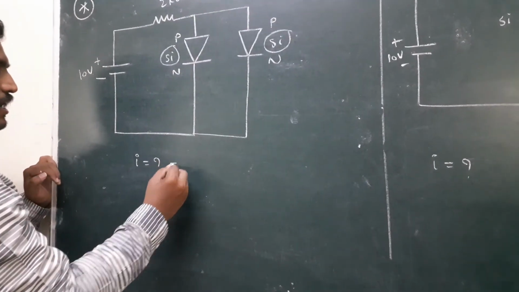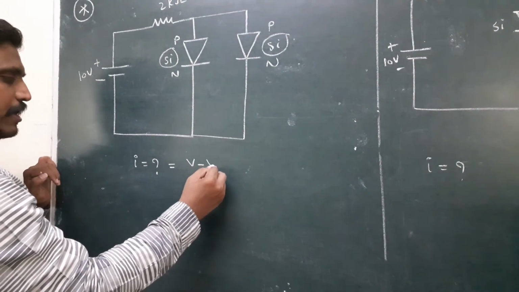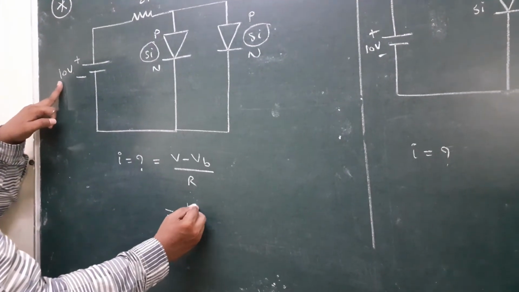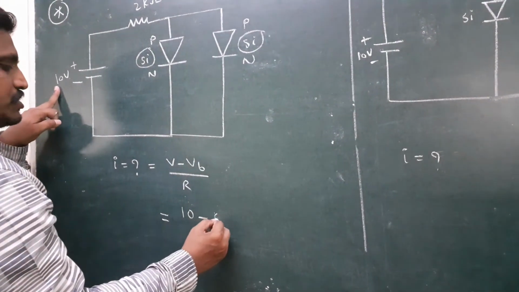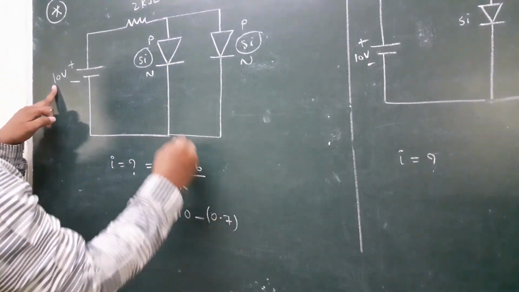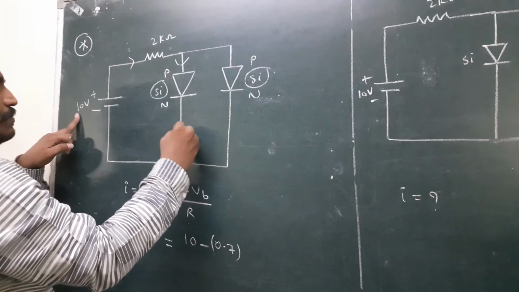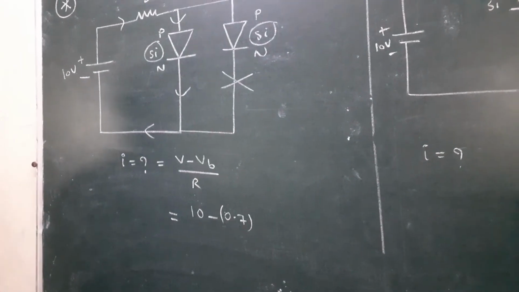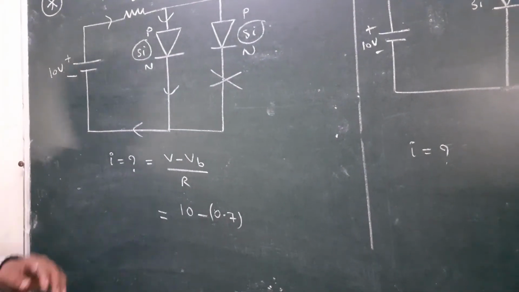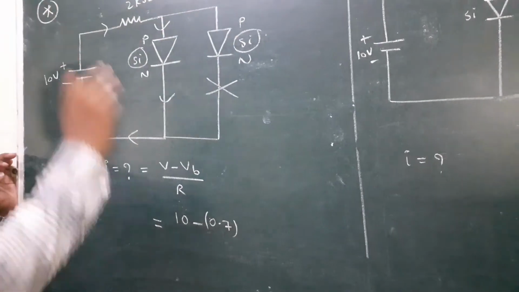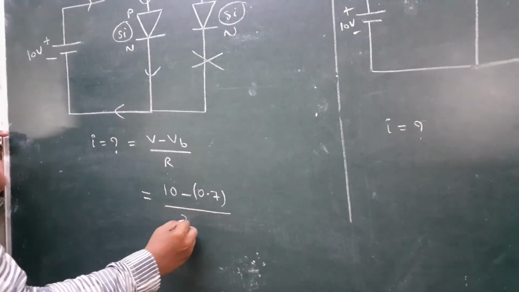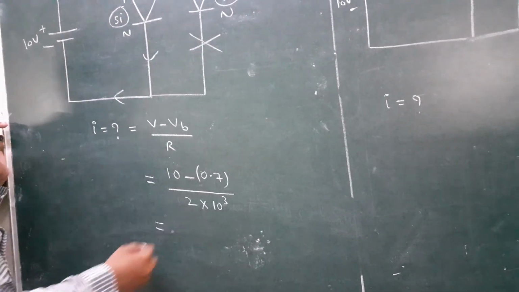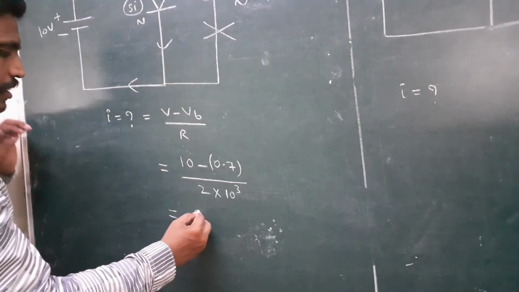So that's why I write the current formula in forward bias, V minus VB by R. What is the applied voltage given? 10 volts. For silicon, what is the potential barrier? 0.7. Here, what is the shortest path? This is the shortest path. This cannot be considered because both oppositions are the same. Current flows in the shortest path. This silicon diode cannot be considered. The total resistance is 2 kilo ohms, 2 into 10 power 3. 10 minus 0.7 is 9.3.